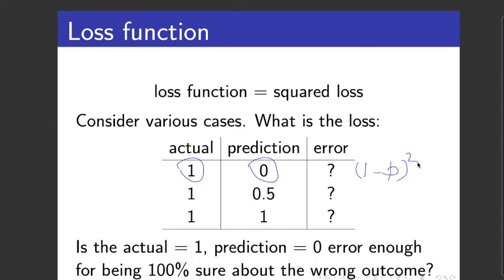When the actual is 1 and the prediction is 0.5, then we're going to get an error of 0.25. And when the actual is 1 and the prediction is 1, the error is 0. When the actual is 1 and prediction is 0, you can see that our error is 1. Is that enough for being 100% sure about the wrong outcome? It doesn't feel enough. You can see in the middle where we were 50-50, we had a contribution to the loss function of 0.25. But to be 100% sure and to be completely wrong, I kind of feel that we need an addition to our error function of more than 1.